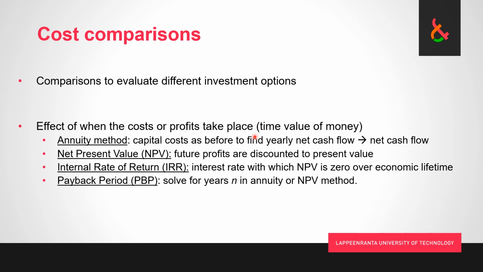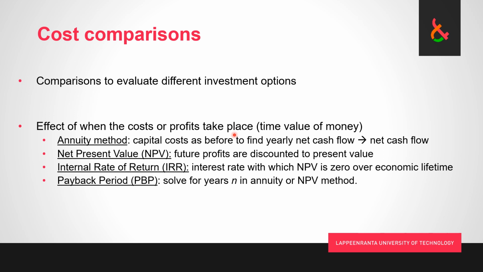So first, starting from the annuity method. The idea here is that we consider the capital costs as we did when we talked about capital costs and how to evaluate that, and how to convert the total capital investment into the annual capital cost using the annuity factor. And this allows us to calculate the net cash flow per year. So this means that we are basically discounting the investment through the annuity factor to levelized annual payments until the whole thing is amortized after our economic lifetime.